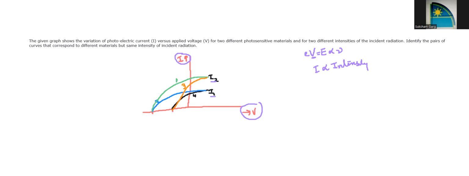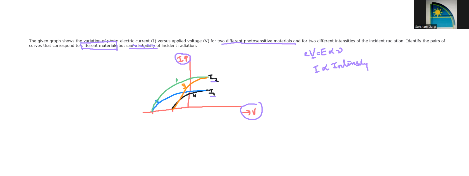Anyways, in this given question, they are asking that there are two different photosensitive materials. We have to figure out the pairs of different materials. They have same intensity of incident radiation. For a second, forget same intensity of incident radiation. Let's concentrate on, in these types of graph, how will you figure out whether two different materials are being given?